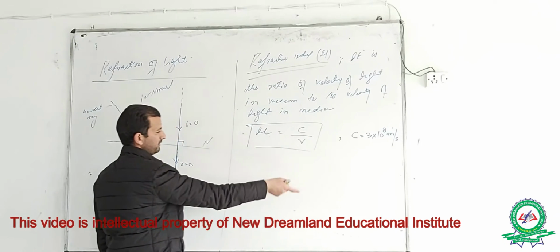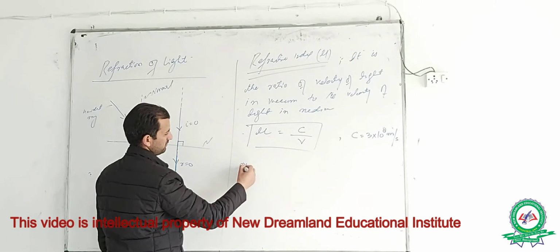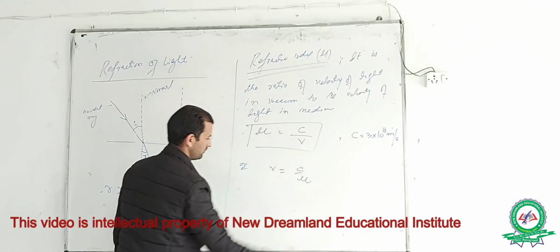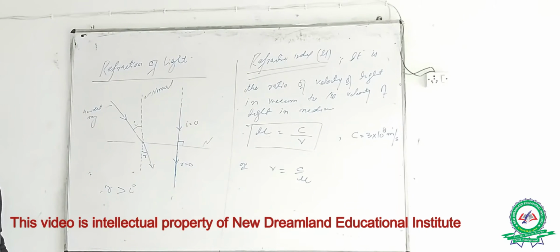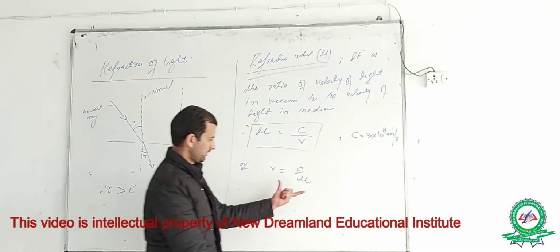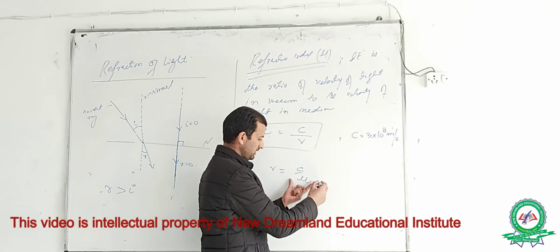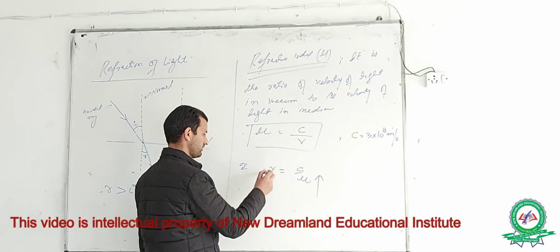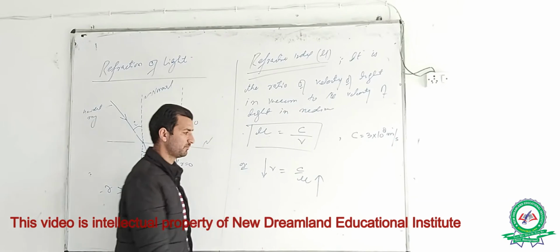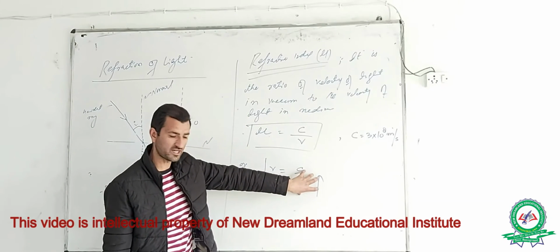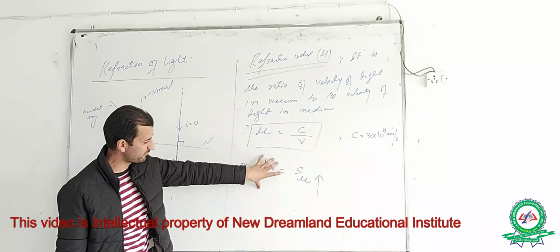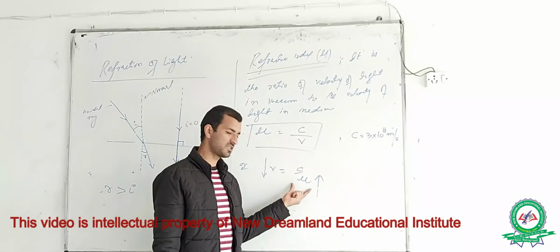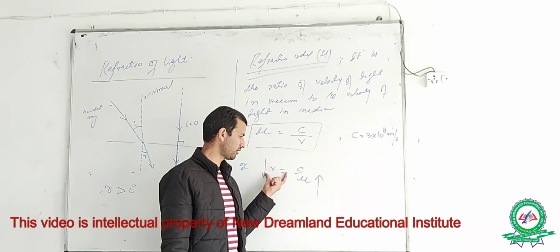And we can rearrange this equation as v equal to c divided by mu. This equation defines the role of refractive index. The greater the refractive index of the medium, the lesser is the velocity of light in that medium. So the higher the refractive index of a medium, the lower the velocity of light in that medium, and vice versa. If the refractive index of the medium is smaller, the velocity of light will be greater.